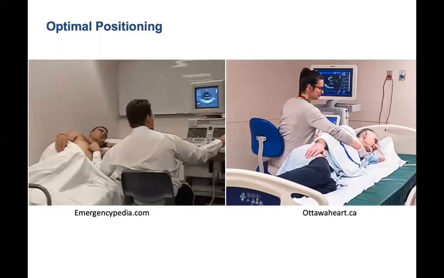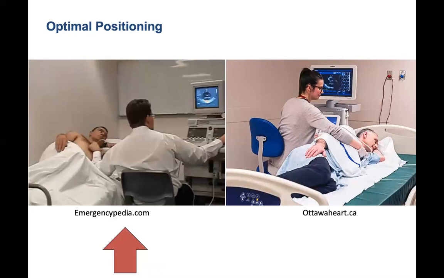So first, let's talk about the optimal positioning. You can either be on the patient's right-hand side using your right hand, which is how I was trained in emergency medicine, or you can be on the patient's left side using your left hand, which is how our cardiac ultrasonographers do it here at Northwestern. I would recommend the left-hand side of the patient using your left hand.